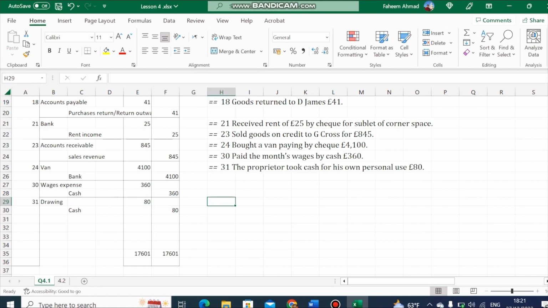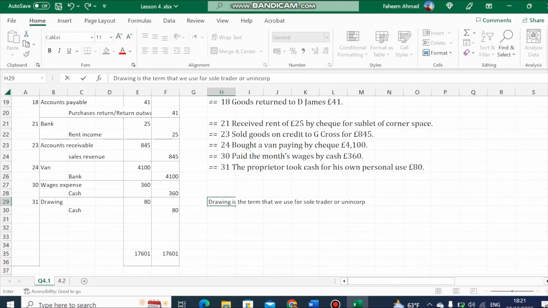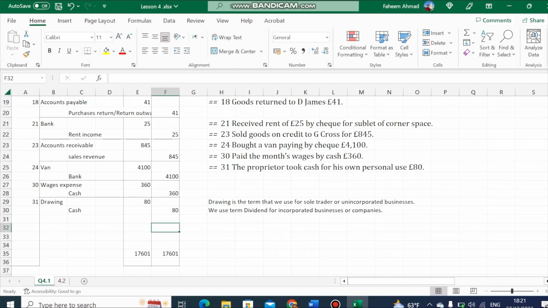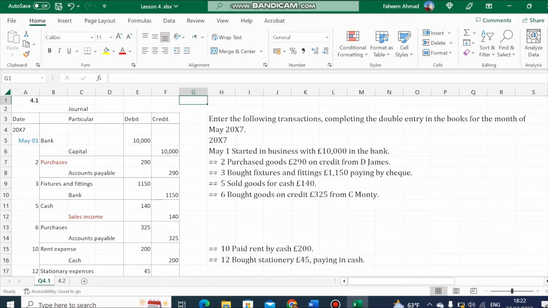Remember, drawings is the term that we use for a sole trader or unincorporated business. We use the term dividend for incorporated businesses or companies. So you can see drawings debit, cash credit. So this question is done.